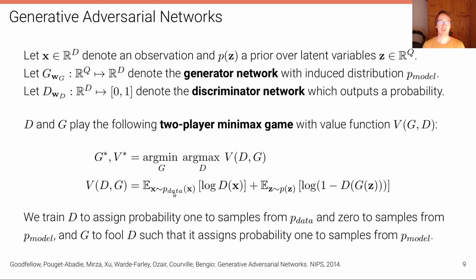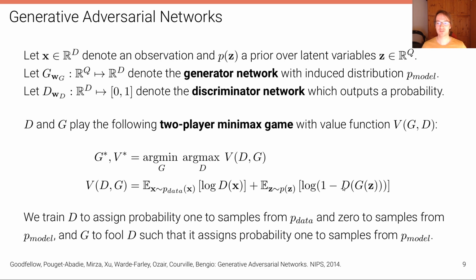And here on the left-hand side, through this argmax, we're trying to predict 1 for the samples from the data distribution. Now, G, on the contrary, wants to fool the discriminator D such that it assigns probability 1 to samples from P model. Here we have an argmin over G. So in this case, we want to minimize this expression with respect to G such that the parameters of G are optimized for the discriminator to output a 0. No, sorry, for the discriminator to output a 1.